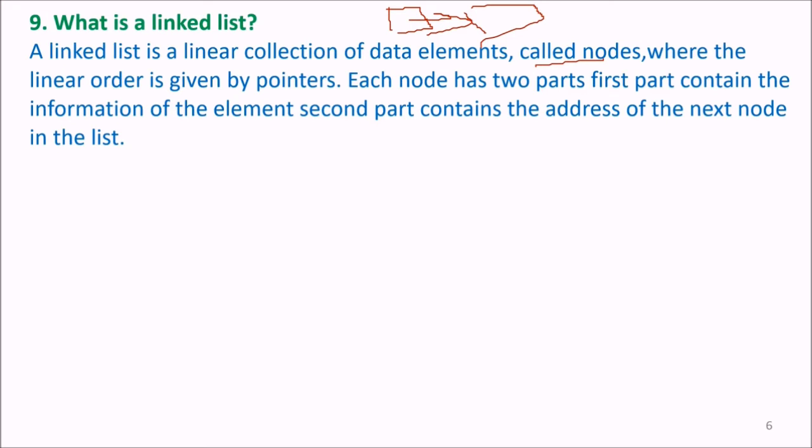Each node has two parts. The first part contains the information, the data element, and the second part is the address of the next node in the list. So this is how it is shown. The last one is null, and here you have a head pointer pointing to the root.